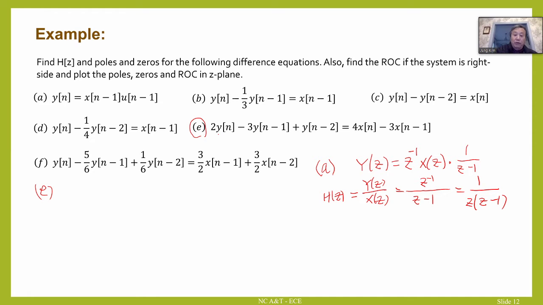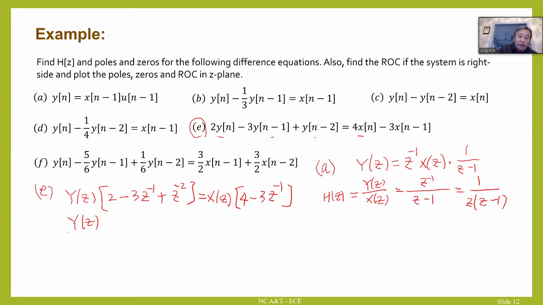So we're going to do it one by one. This is Y of z, a common term. The first one is just 2, minus. The second one is 3 with 1 delay. The third one is just 2 delay. And then X of z: the first one is just 4, minus 3 with 1 delay.